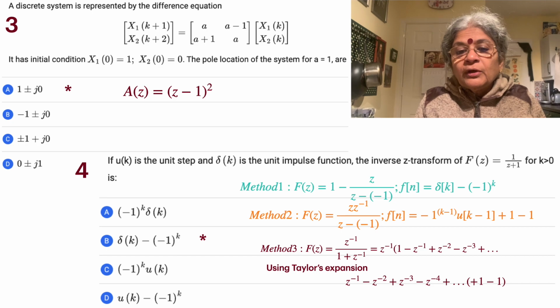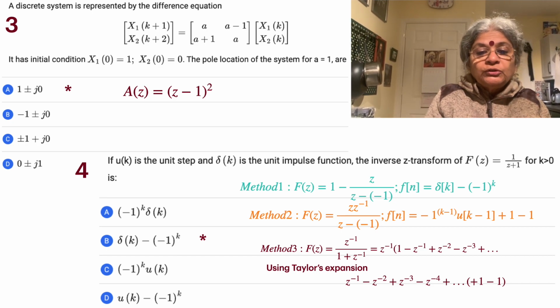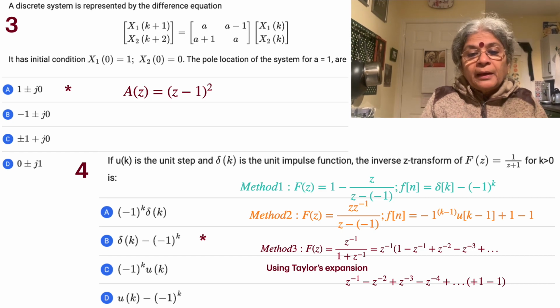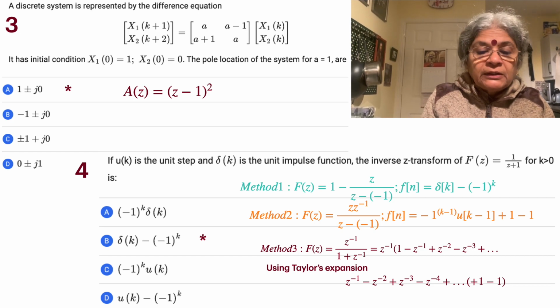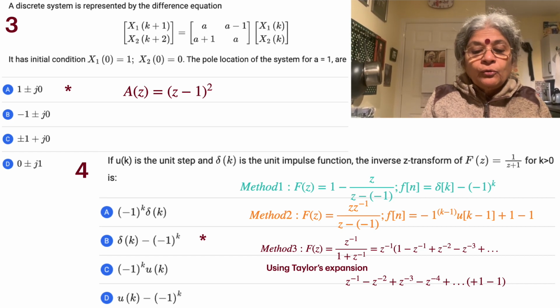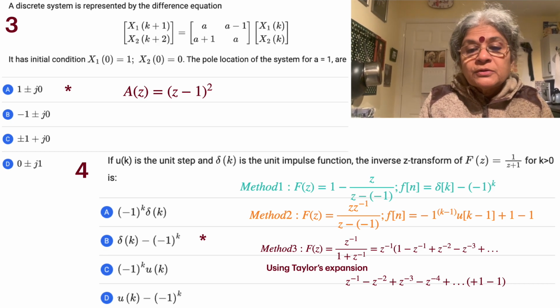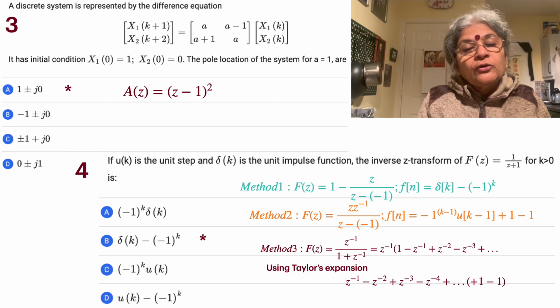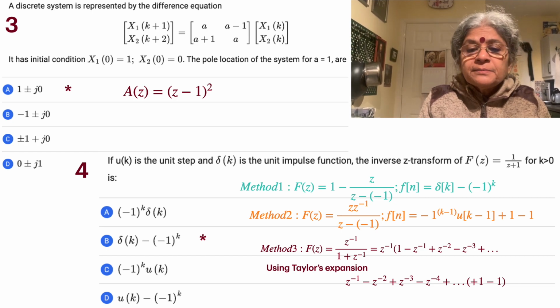To get one of the solutions, we do some manipulation on the function F z by showing it as equal to 1 minus 1 by z minus minus 1, because we want to get minus 1 raised to k or delta k. So 1 minus z by z minus 1, I suppose you can see that it is the same as 1 by z plus 1. If that is the case, then you can take its Z inverse as equal to delta k minus minus 1 raised to k.